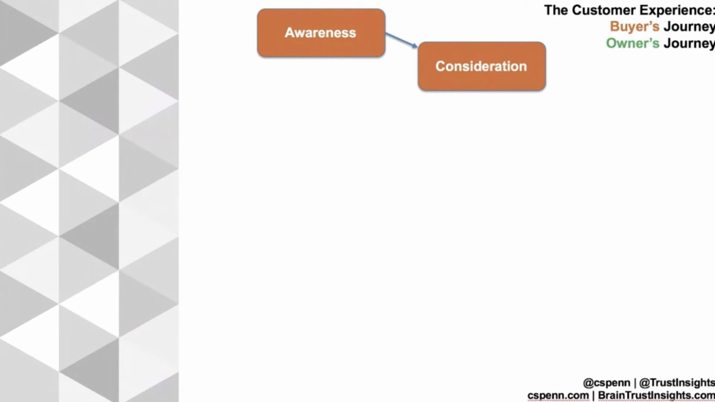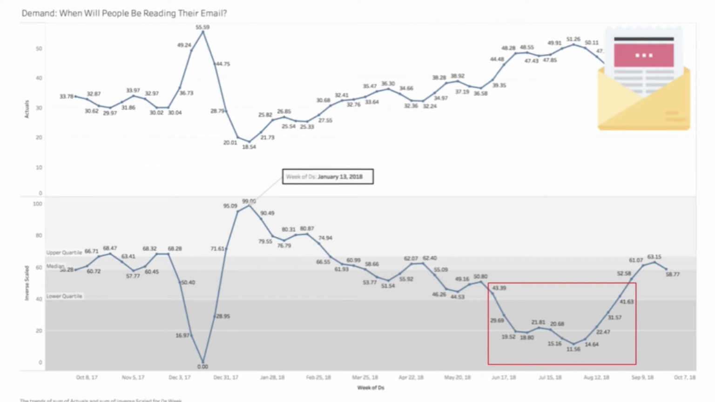So the next step of the customer journey is consideration. So someone has found out about you, they know a little bit about you, and so maybe now they're signing up for your newsletter to get more information on a regular basis. So again, this is that same forecast of when will people be reading their email? So what you would use this for is to determine, when should I be sending those newsletters? Perhaps this is going to help you understand the frequency of when you should be sending them.